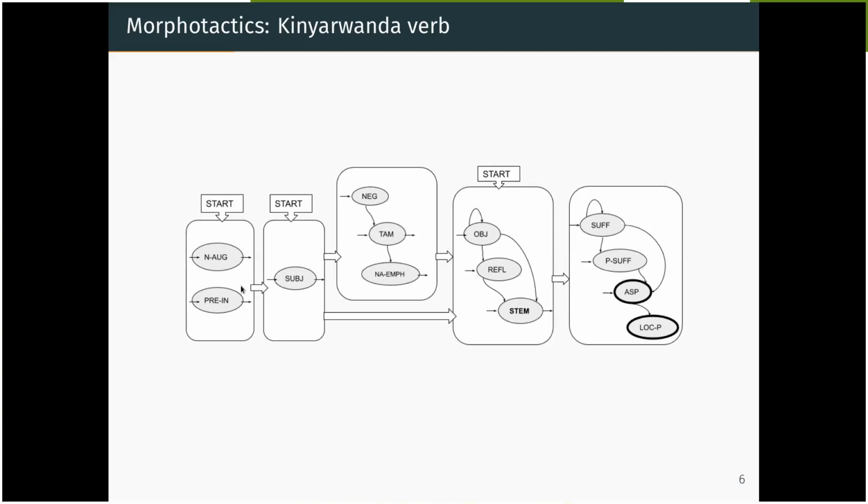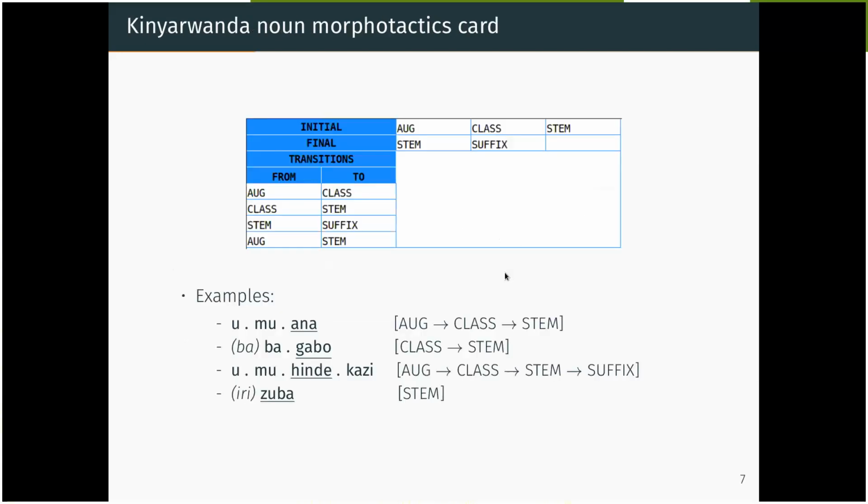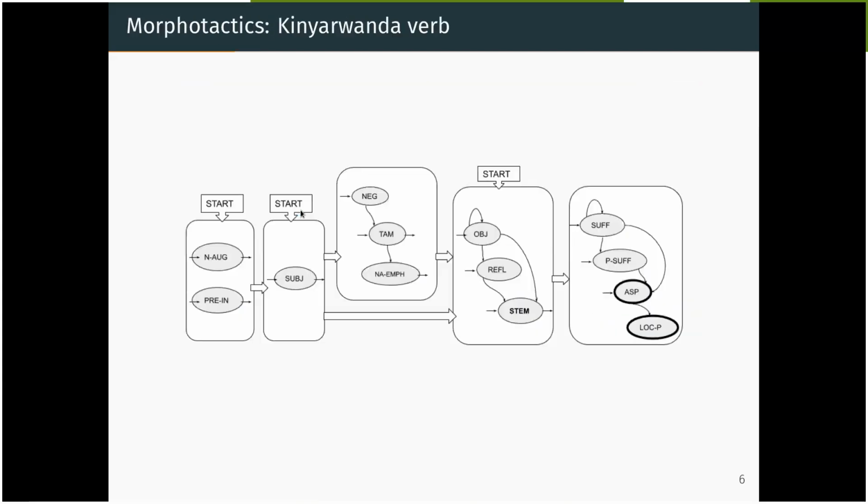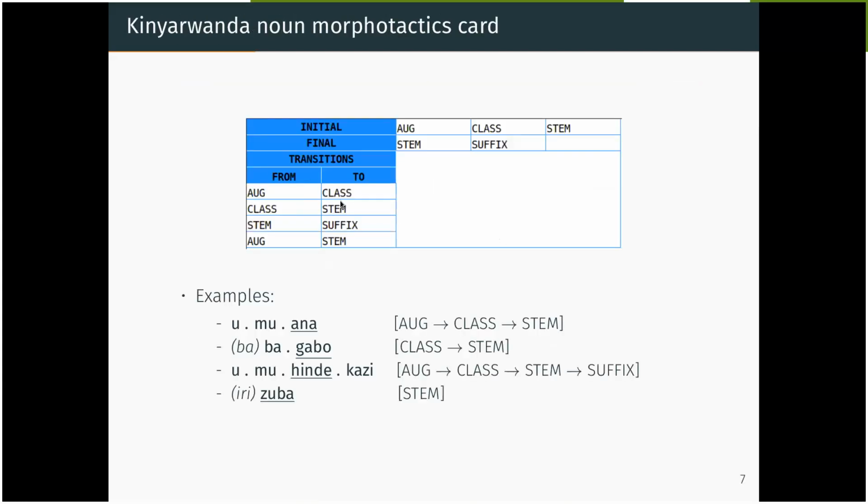So when you're doing morphological analysis of a verb, you need to go through these transitions. Here is a simple model of the morphotactics of a noun. This is a card that is part of my database or my model file. Here I give the lexicon. Here I give the representation of the morphotactics.